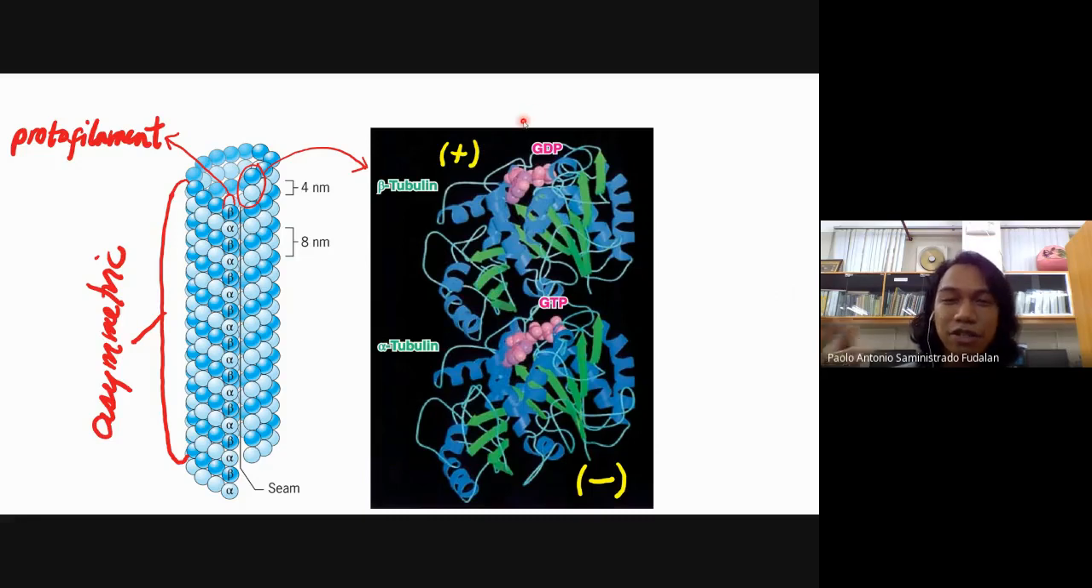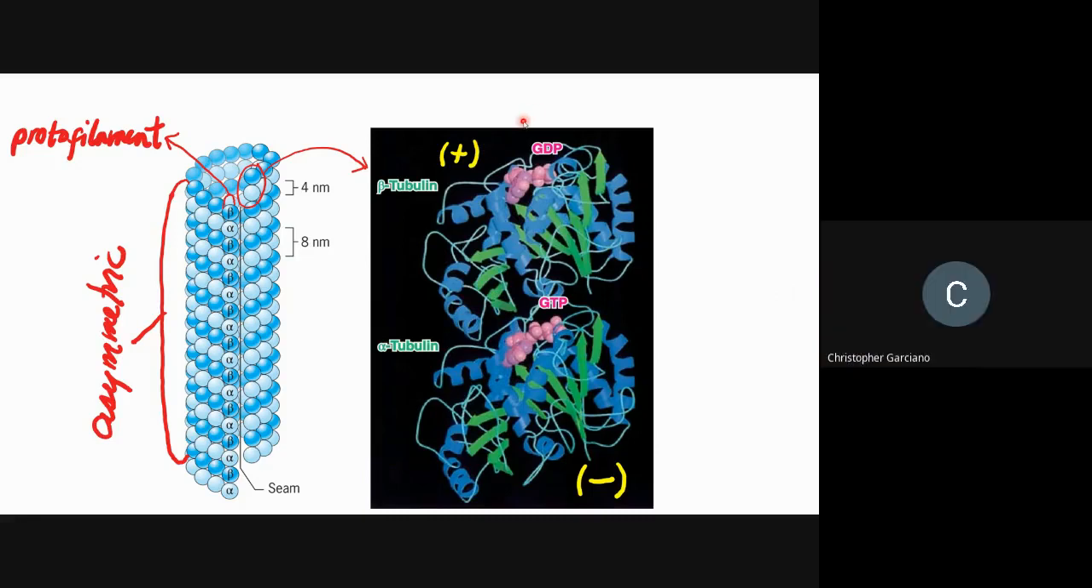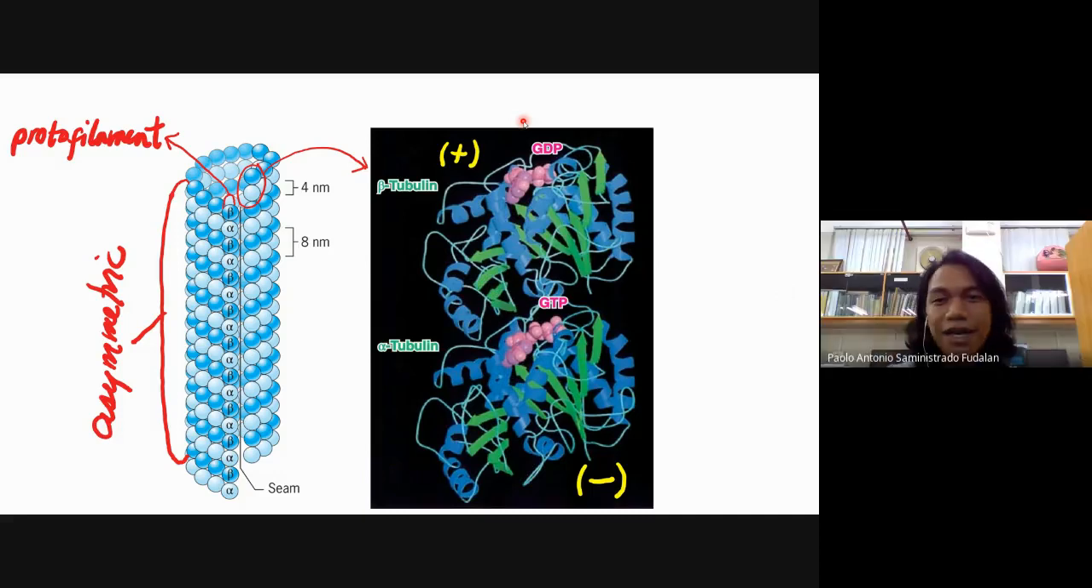GDP can be found in the beta tubulin, sir, because it is a GTPase, which means it hydrolyzes GTP. All right, I got what you said. GTPase, remember in microtubules, is the enzyme that helps polymerize the microtubule. And the polymerization can only happen on the plus end. It can never happen on the minus end.